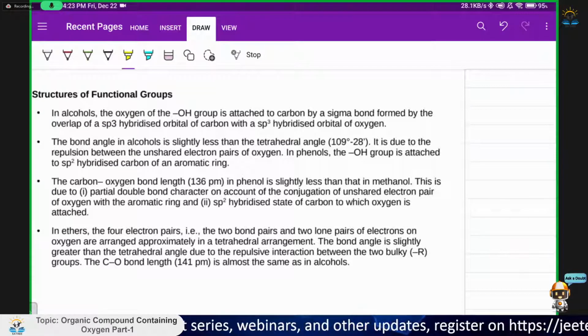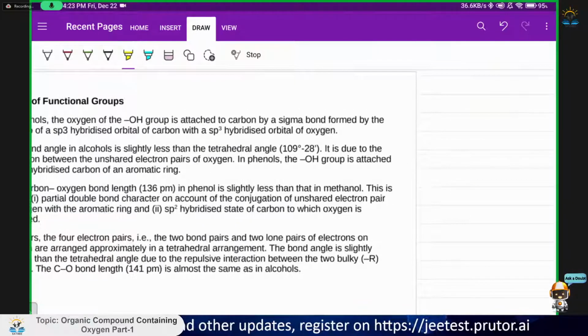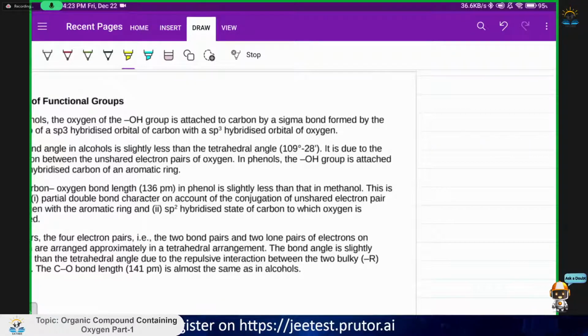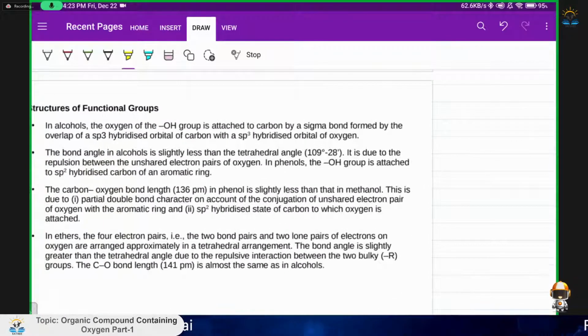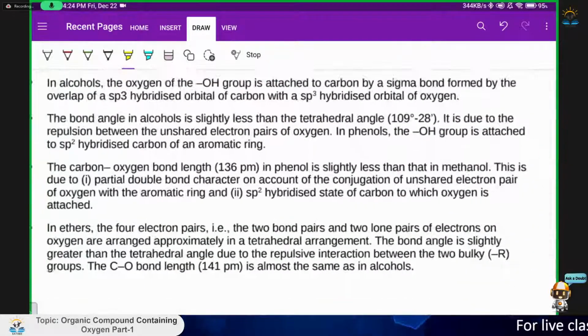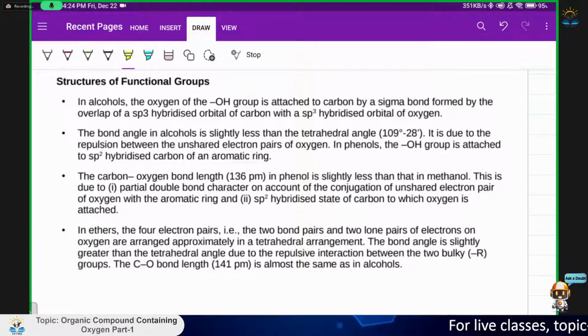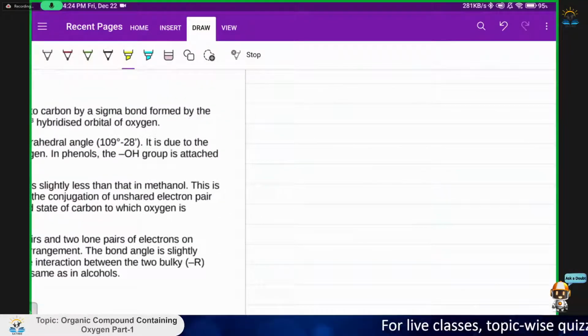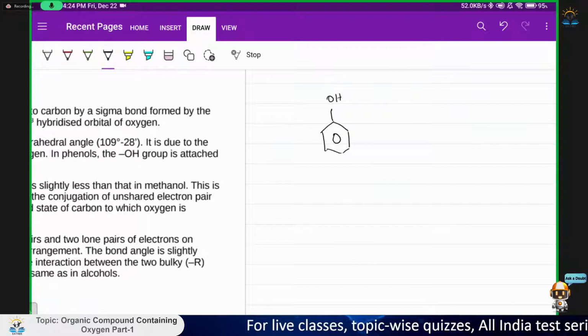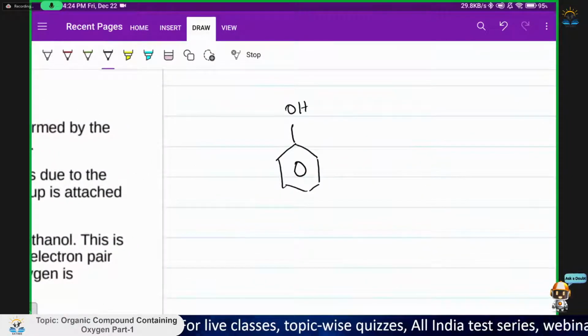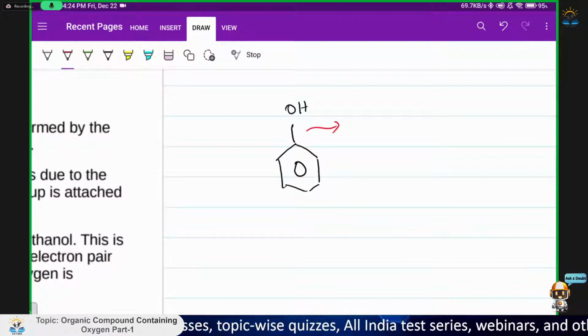In phenol, the OH group is attached to sp2 hybridized carbon of an aromatic ring. So, when OH group is attached to an sp3 hybridized carbon, the bond angle should theoretically be the 109.5 degree tetrahedral angle. But it's observed that the bond angle is slightly lesser than that because of the lone pairs present on the oxygen atom. In phenol, the OH group is attached to the sp2 hybridized carbon of the aromatic ring. The carbon-oxygen bond length in phenol is slightly less than that in methanol. So in phenol, what you observe is that this bond length is slightly lesser than that.